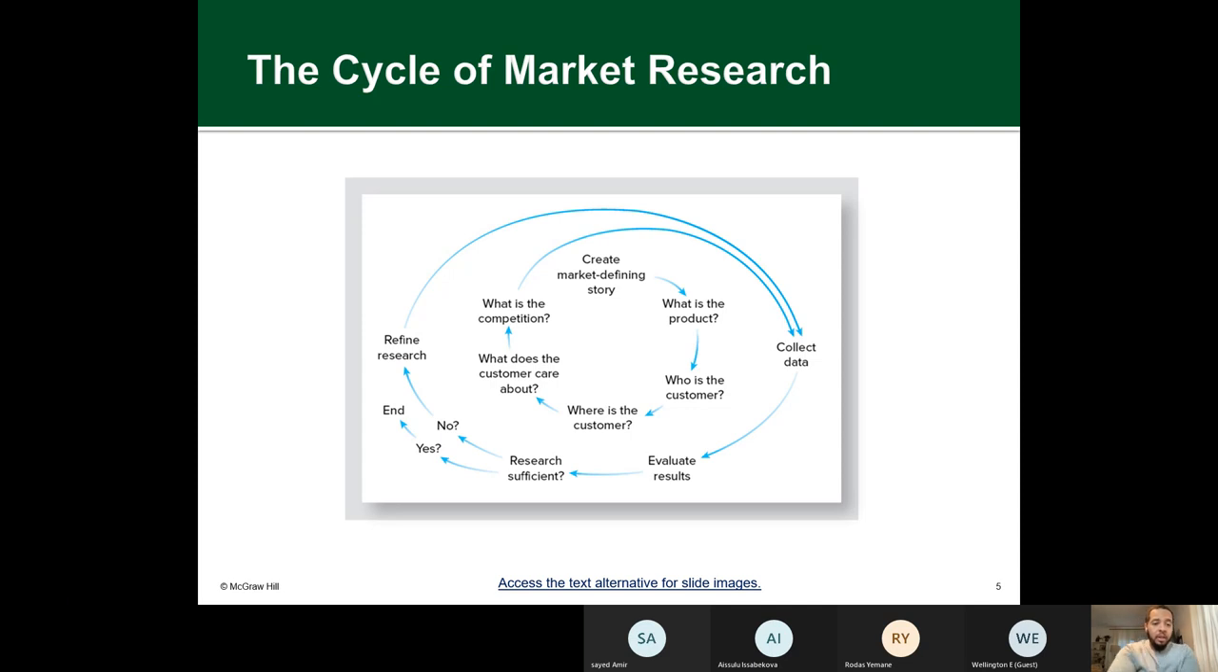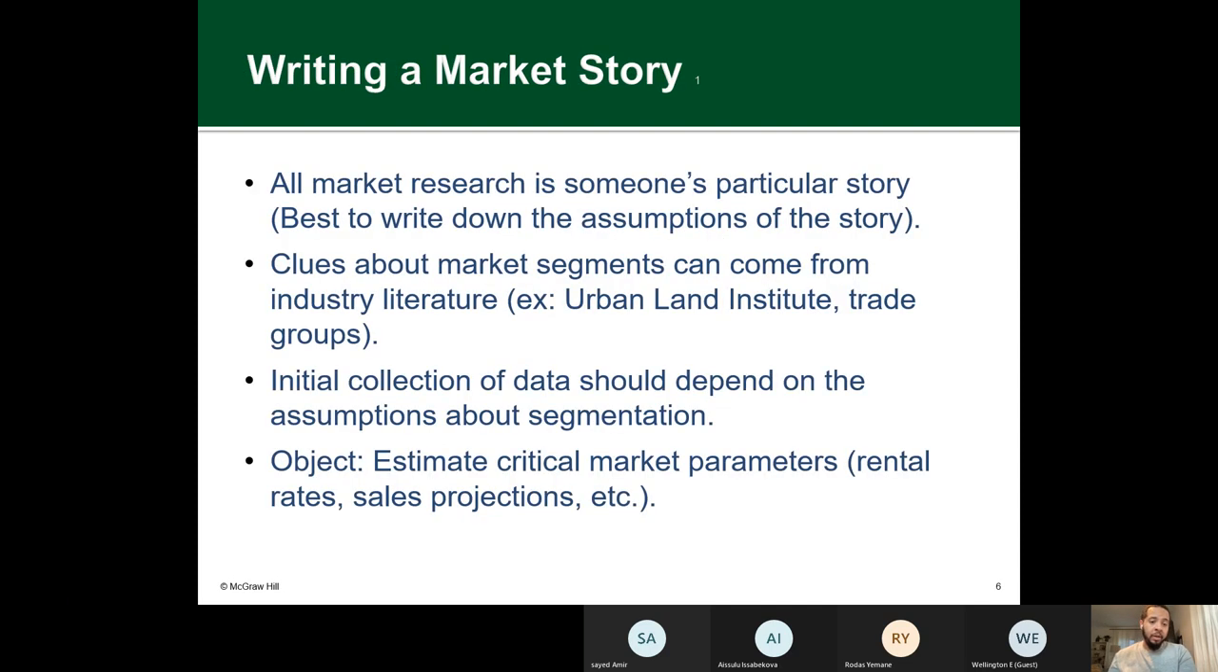So this is the cycle, right? You always collect data. Look at results. If results aren't good enough, you refine them. And then you keep narrowing down till you find exactly what you are looking for, right? Again, all research is an aspect of someone's story. We can get information from people, from other organizations, companies, friends and family, focus groups. We can get information in a variety of different ways. But what's the most helpful way?